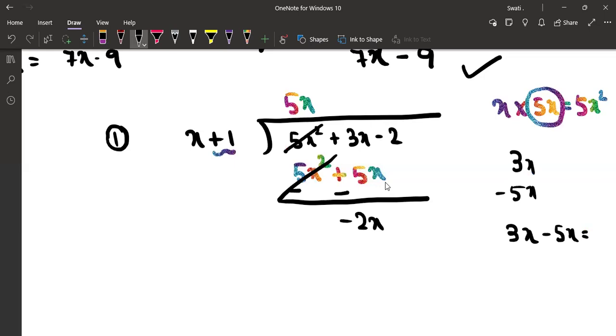3x minus 5x, it is like 3 minus 5. So what is the answer? Is it not minus 2x? It is minus 2x, right? And then the minus 2 as it is, write down below.